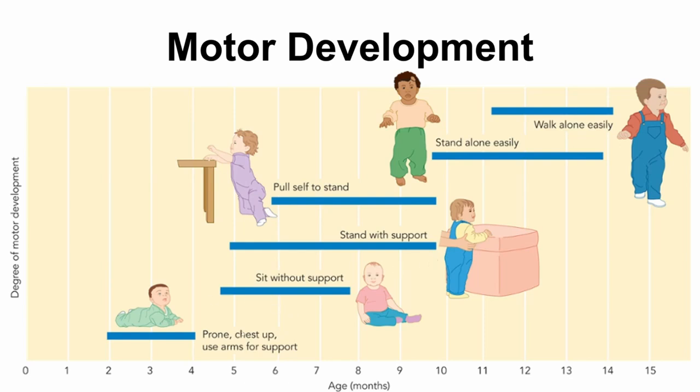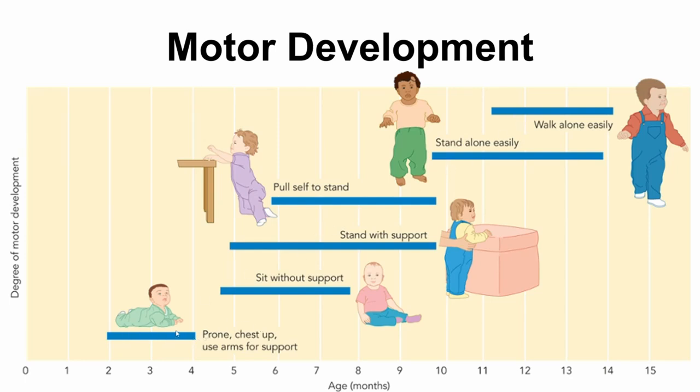So crawling would fall somewhere in here, where you can support yourself with your arms and you can start moving your legs to move across the floor before you start standing and walking. Though there are cases, I think one of my cousins skipped crawling, and so he rolled until he could walk and skipped over crawling entirely. I always have students ask about exceptions, and there definitely are, but for the most part, we're going to see this kind of progression.